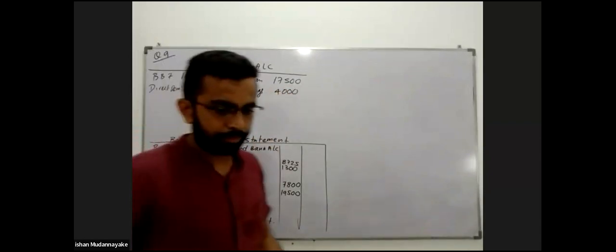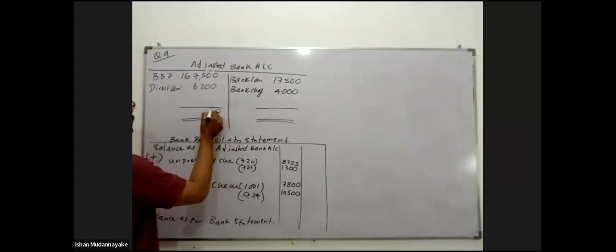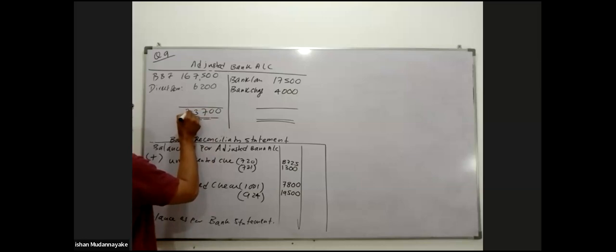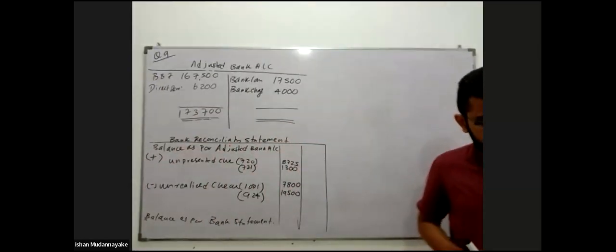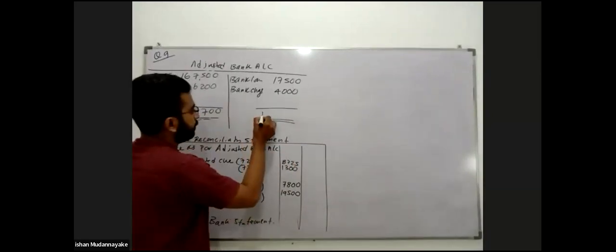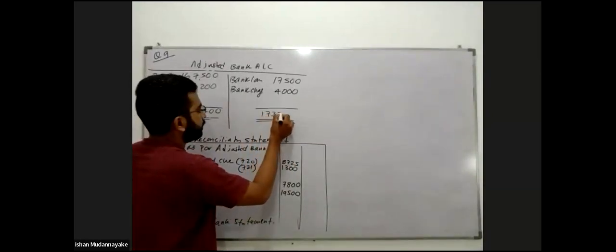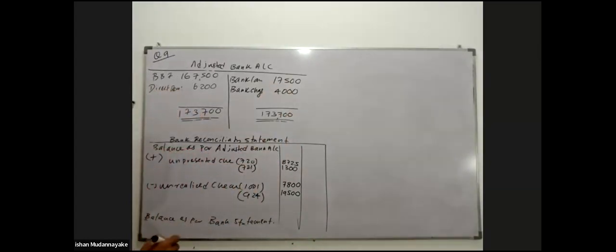Right, finish. The question is finished. Quickly calculate the adjusted bank account balance. How much is the adjusted bank account balance? 173,700. Is it correct? Yes, sir. Right. 173,700, and then transfer that amount to the side. 173,700 and then minus cash payments.